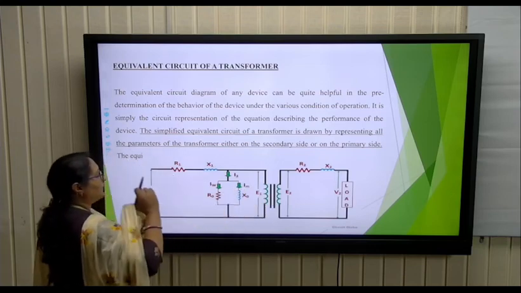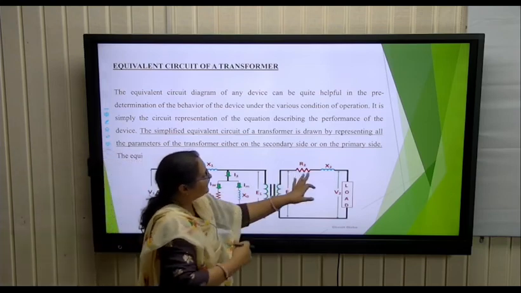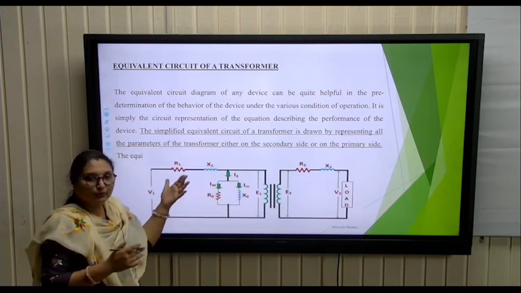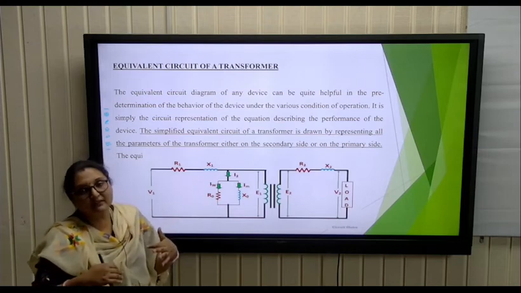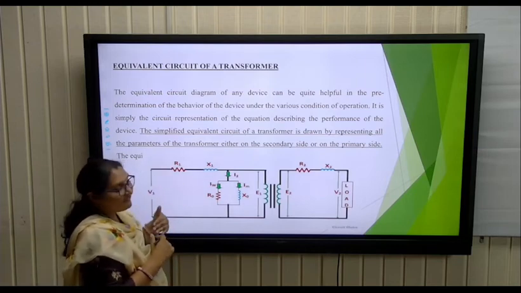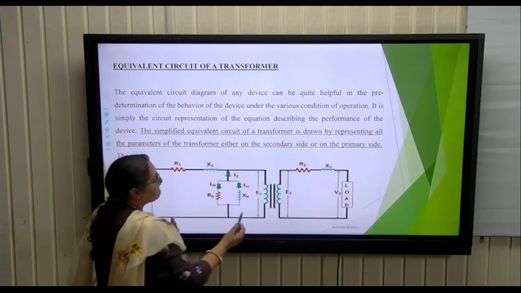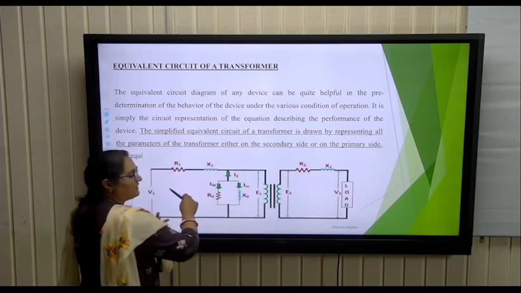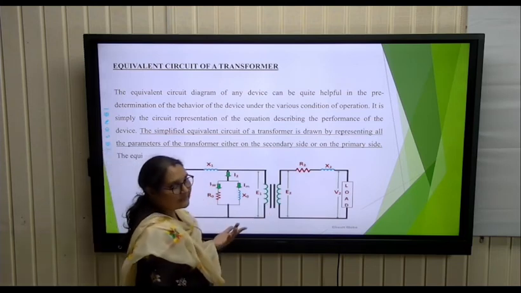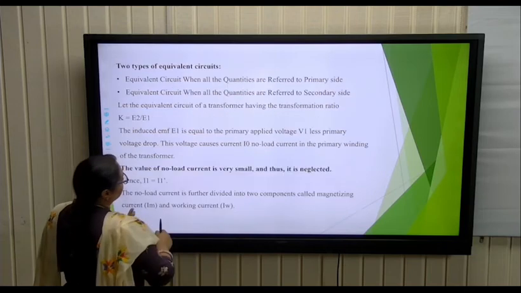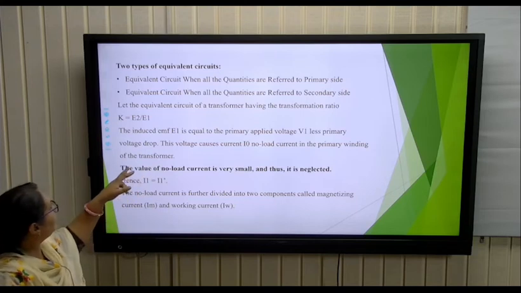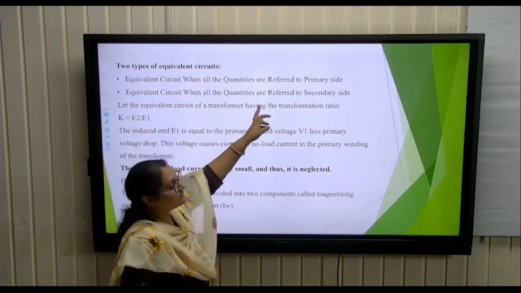So actually what we can do is transfer these two parameters to the primary side. The purpose of doing so is to simplify the numerical method. That is our purpose, we want to simplify the calculation. So these two parameters can be transferred to the primary side, as well as to the secondary side. So we have two types of equivalent circuit, when all the quantities are referred to the primary side.